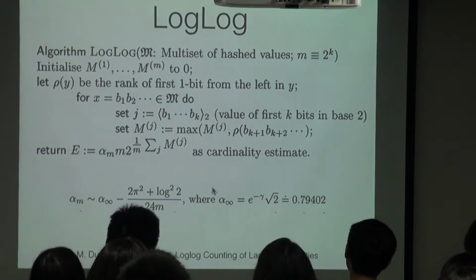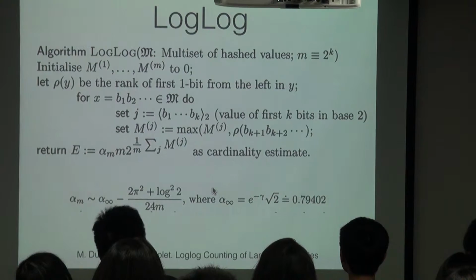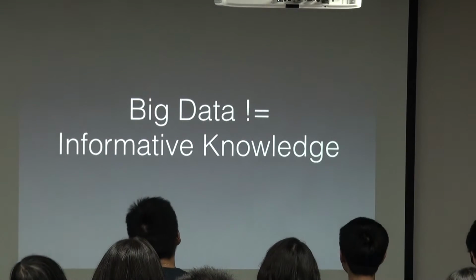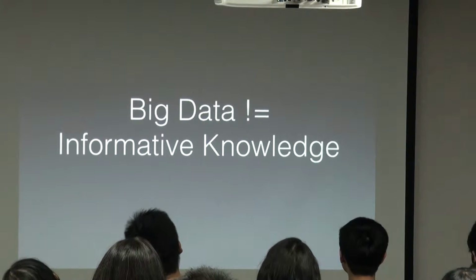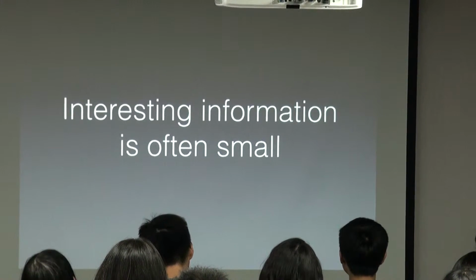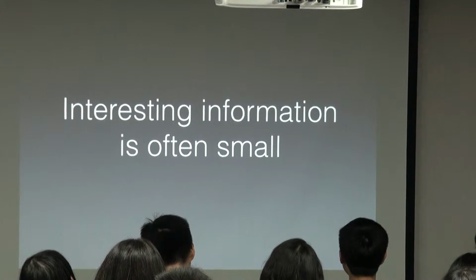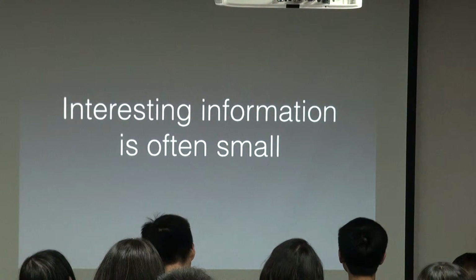So here I want to give another aspect of what big data is. Big data doesn't mean that it's informative knowledge. Interesting information is often really small. For example, the visualization that I just showed, the actual information stored in there is so small that it can be computed in a browser.